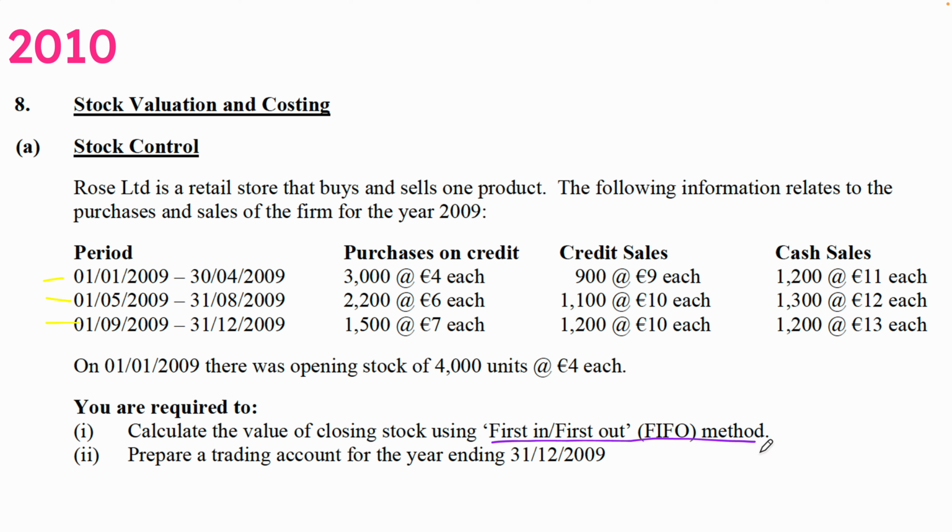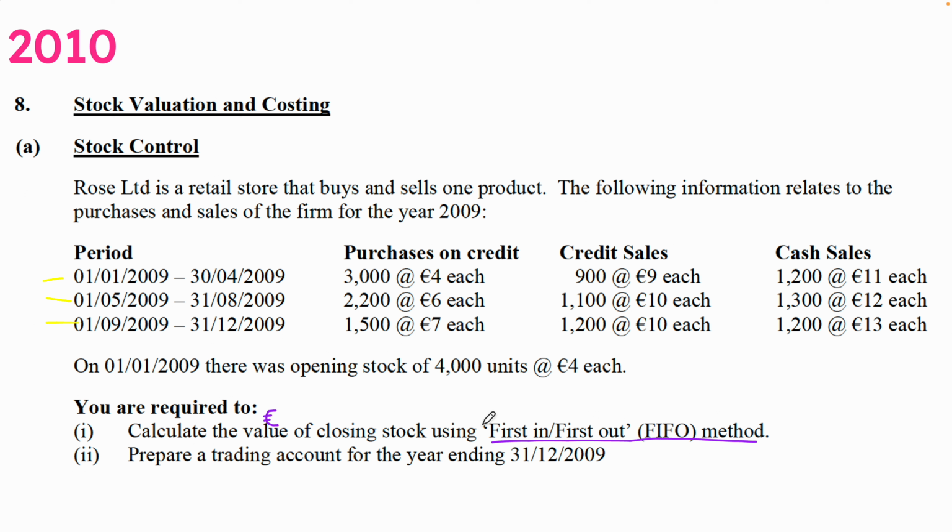So that is basically just selling the goods that you have purchased first. So when you buy it, you sell that one straight away. And then you purchase goods after that, and then you'd sell them later when the other ones are sold first. In part 2, prepare a trading account for the year ending 31st of the 12th, 2009. So calculate the value of closing stock. So we want to know a euro value of the closing stock.